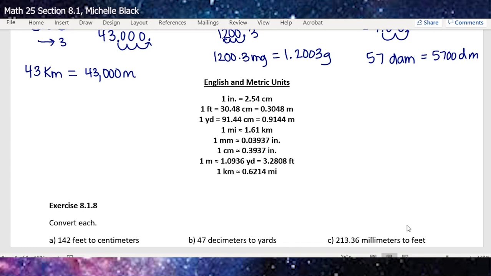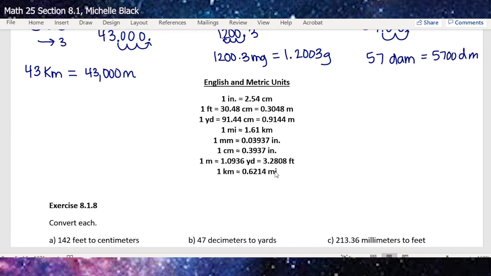All right, some English and metric unit conversions. So 1 inch is the same as 2.54 centimeters. 1 foot is the same as 30.48 centimeters, which is the same as 0.3048 meters. 1 yard is the same as 91.44 centimeters or 0.9144 meters. And then a bunch of the other ones are approximate, so a mile is approximately 1.61 kilometers, and so on.